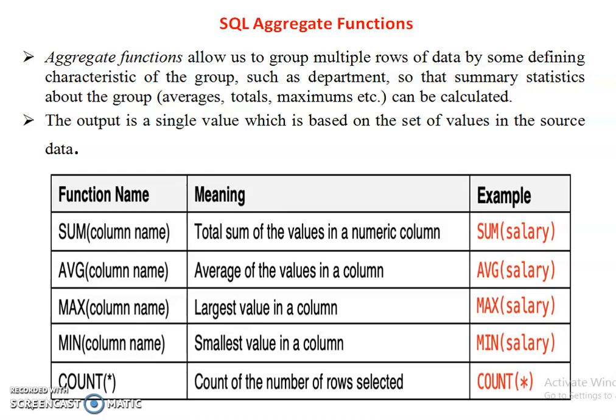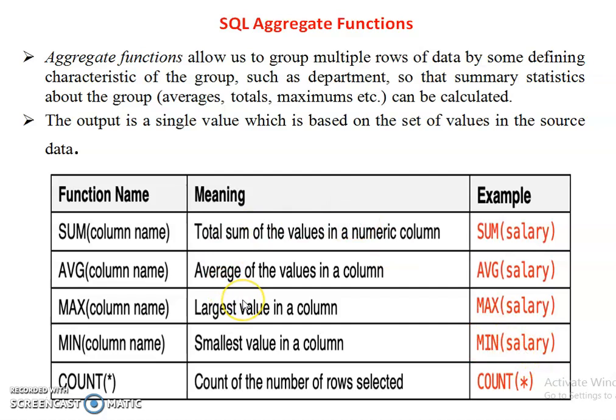So first we discuss the minimum function. This function returns the smallest value from the specified column of a table. It returns the smallest value of a column. See here, example: MIN(salary). Salary is your column name and MIN is your function.